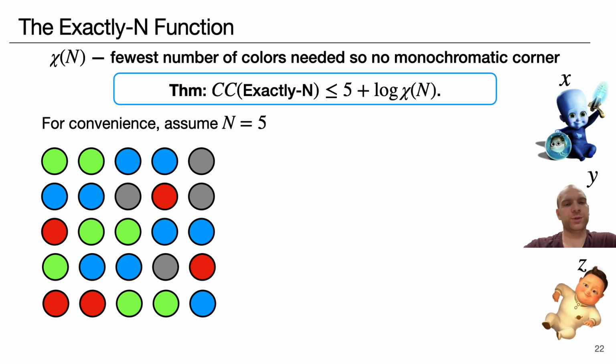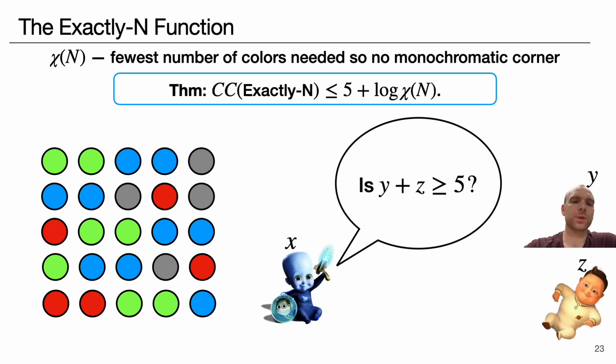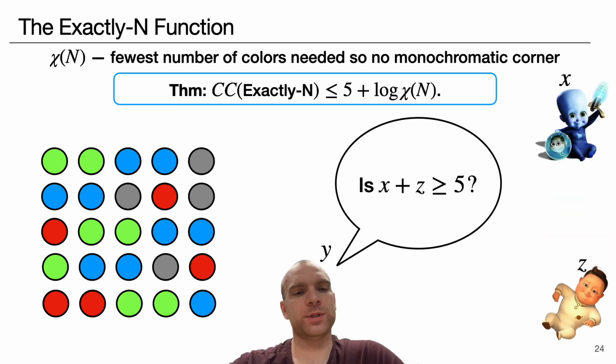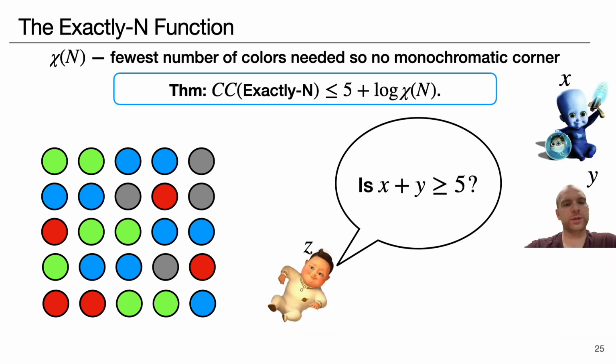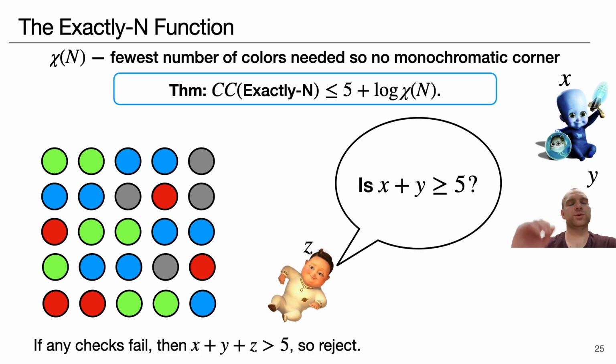The first thing we'll do is to have some pre-processing round. So each player will check whether or not the 2 numbers they see sum to at least 5. If they do, we can immediately reject, because we know when the 3rd player adds in their number, it must exceed 5. So from now on, let's assume that this doesn't happen.